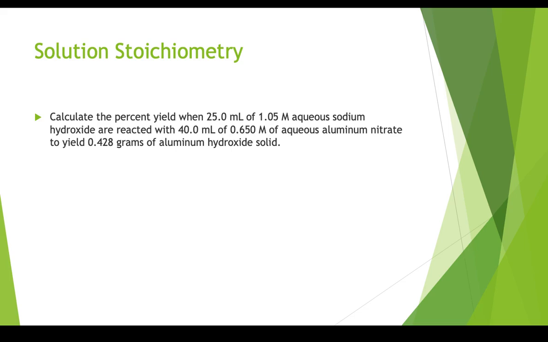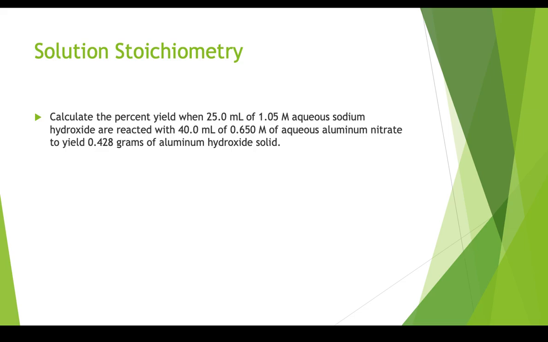So here we're asked to calculate the percent yield when 25 milliliters of 1.05 molar aqueous sodium hydroxide are reacted with 40 milliliters of 0.650 molar aqueous aluminum nitrate, in order to yield 0.428 grams of aluminum hydroxide as a solid. So a lot of information in this problem.